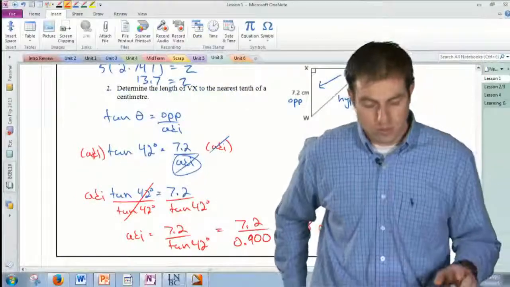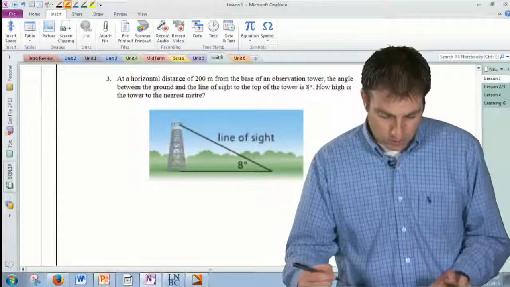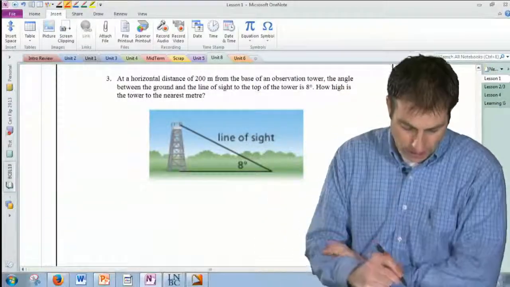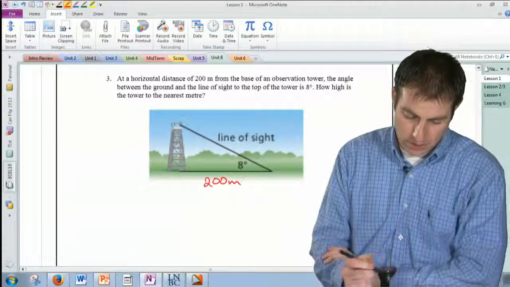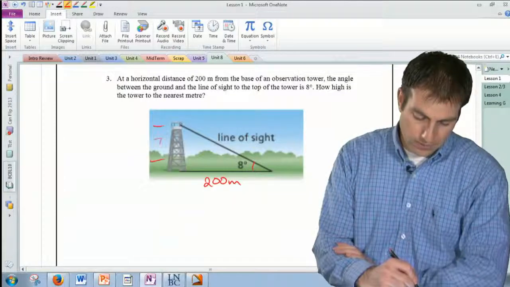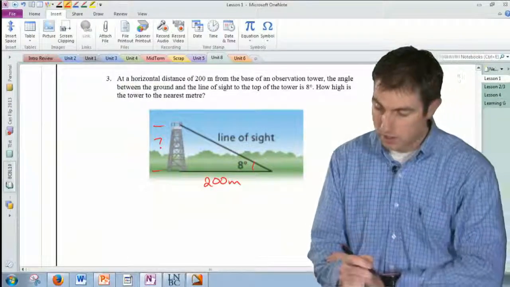One last question. Horizontal distance of 200 meters from the base to the tower. So we know this is 200 meters. I have an 8-degree angle. How high is the tower to the nearest meter? So I'm trying to figure out how high the tower is.